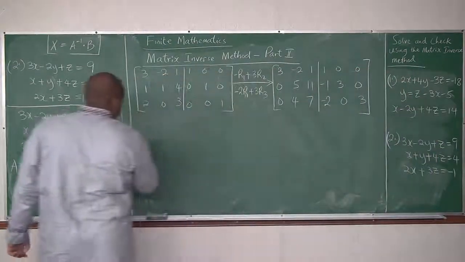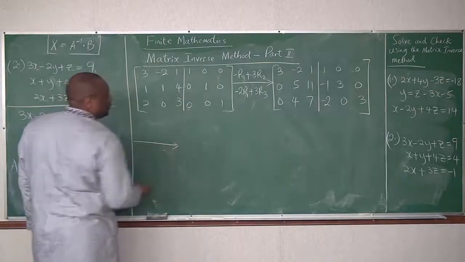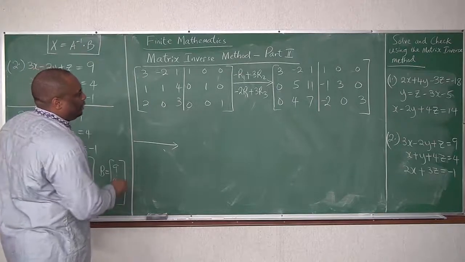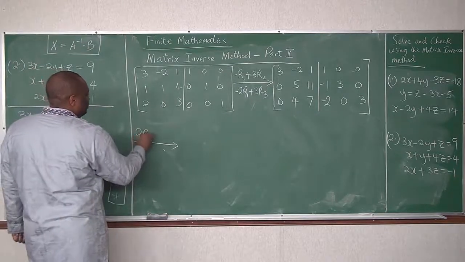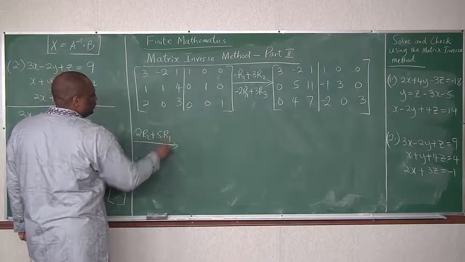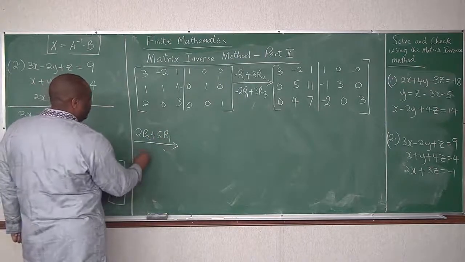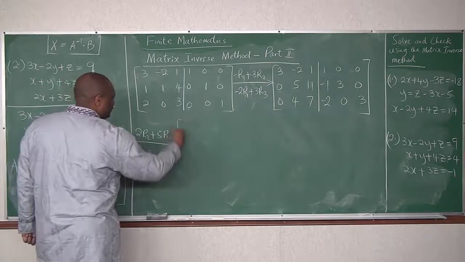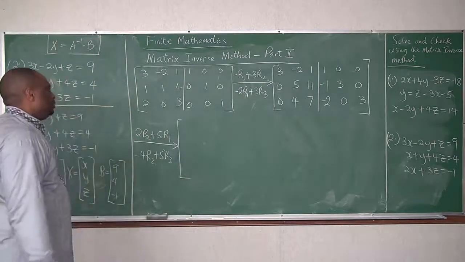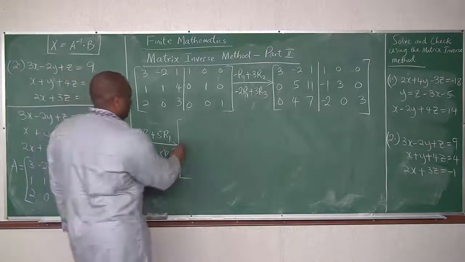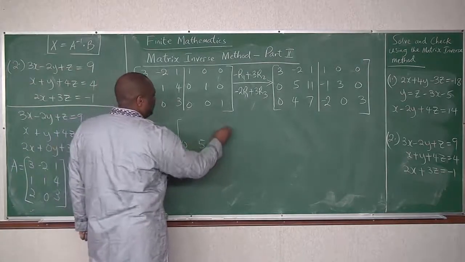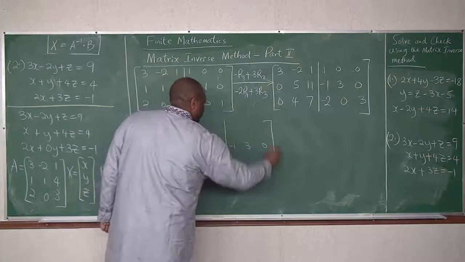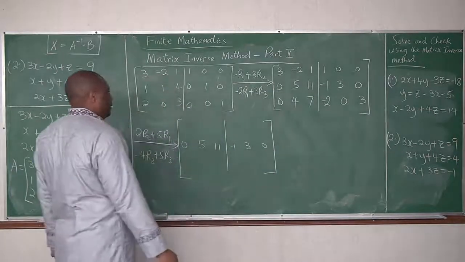We write the next operation. We have 2R2 plus 5R1, then negative 4R2 plus 5R3. So R2 is unchanged. We have 0, 5, 11, negative 1, 3, 0.